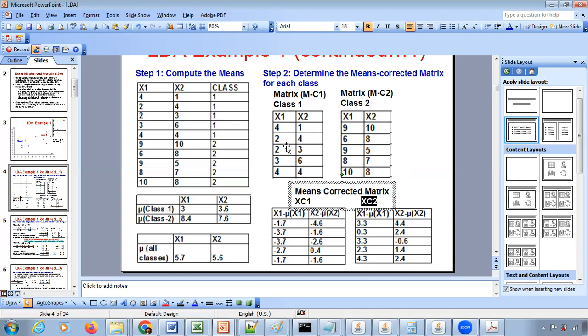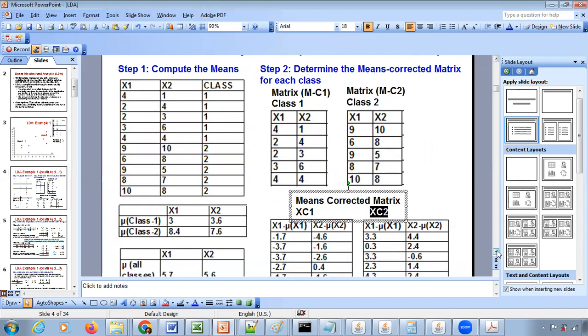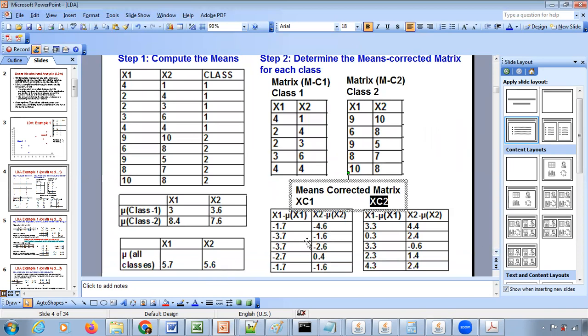Very simple. For X1, take the data value, 4 in this case, minus the overall mean, which is 5.7. We'll use the individual class means later, not now. For now, it is the data point value minus the corresponding overall mean. So for X1, it's 4 minus 5.7, that is negative 1.7. For X2, it is 1 minus its mean, 5.6, which is negative 4.6. Similarly, 2 minus 5.7 is negative 3.7, and 4 minus 5.6 is negative 1.6.